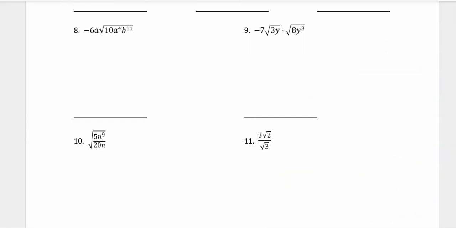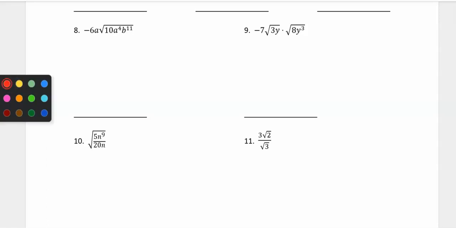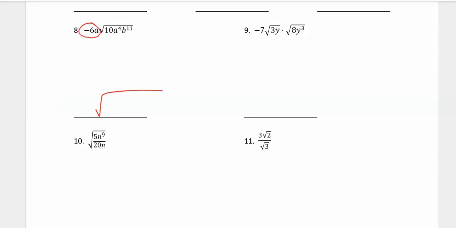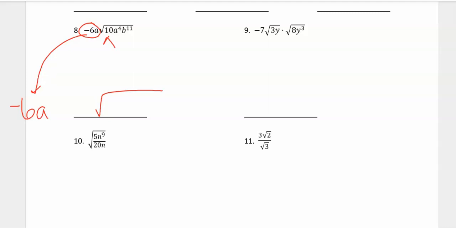Number 8, they keep getting a little bit messier and messier, if you haven't noticed. So number 8, here's what I do. I'm going to start the answer because I know if I don't bring this negative 6a down, there's a good chance I'm going to forget about it. So I start my answer right away. Then I do a factor tree. Let's do a different color.